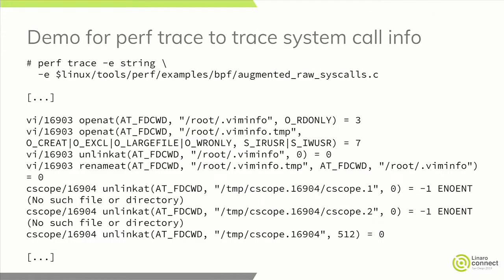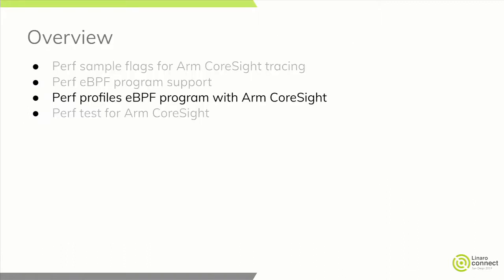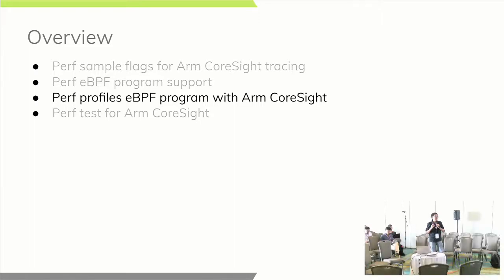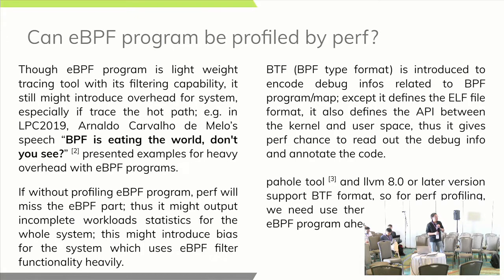Finally, this is the example in Perf. You can see that it can trace every system call and output the arguments and values. Okay, so let's move forward: we can profile the eBPF program with Perf and with CoreSight.